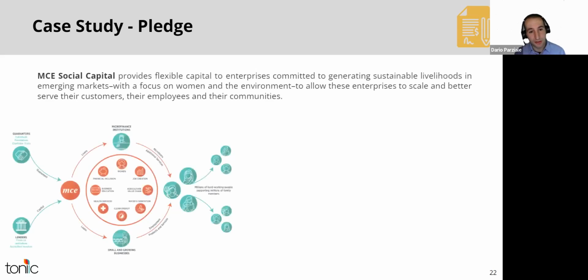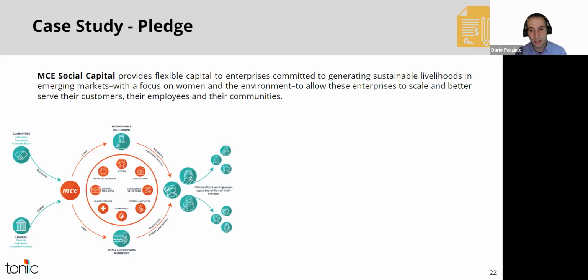One of the organizations that has mostly successfully implemented this model and reached significant scale is MCE Social Capital. It provides flexible capital to enterprises committed to generating sustainable livelihoods in emerging markets with a focus on women and the environment, and to allow these enterprises to scale and better serve their customers, their employees, and their communities. MCE has a guarantor program that enables the company to raise third-party capital at lower returns.